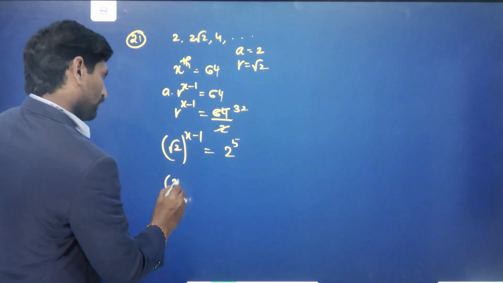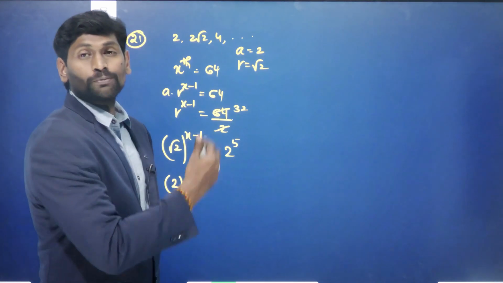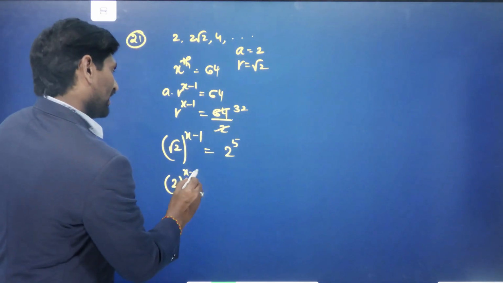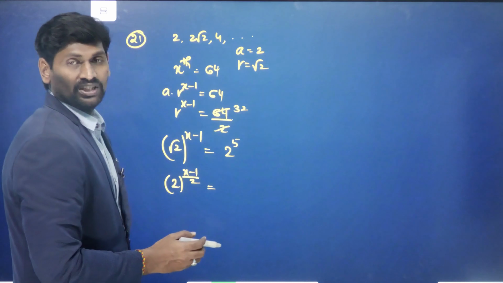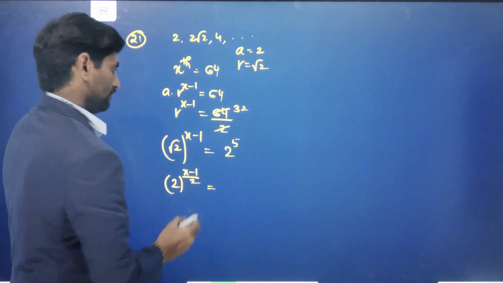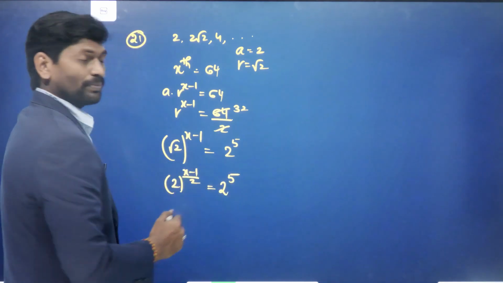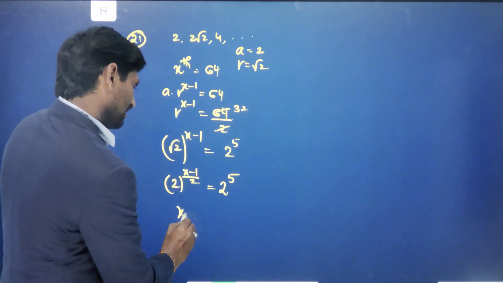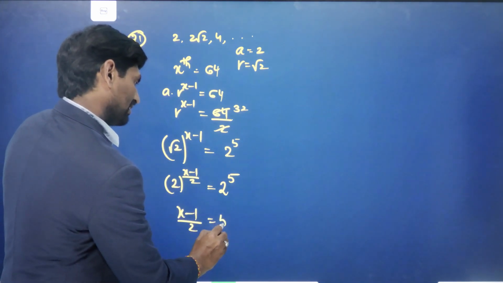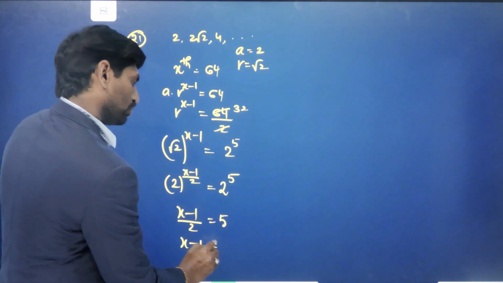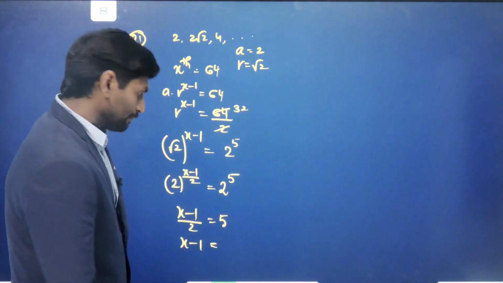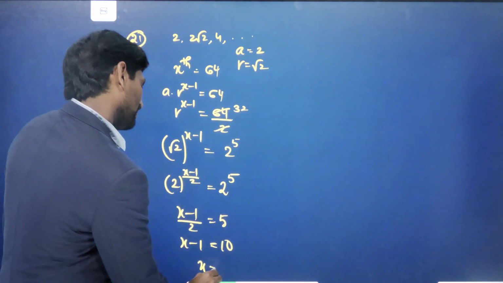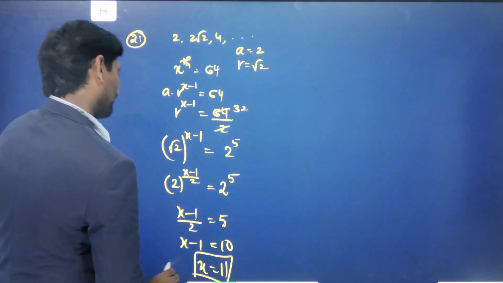Now root 2 is nothing but 2 power 1 by 2, so here x minus 1 by 2. Both bases are the same, so we can equate the exponents. So x minus 1 by 2 equals 5; when you transpose, 2 is going to multiply, giving 10. Therefore x value is 11. Therefore the 11th term is our required answer.